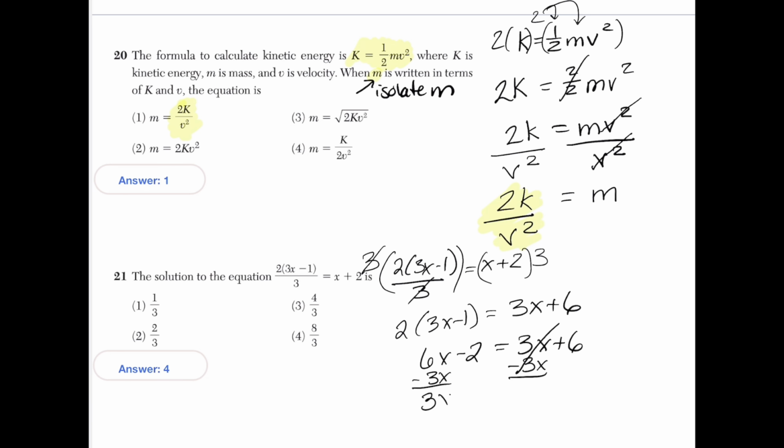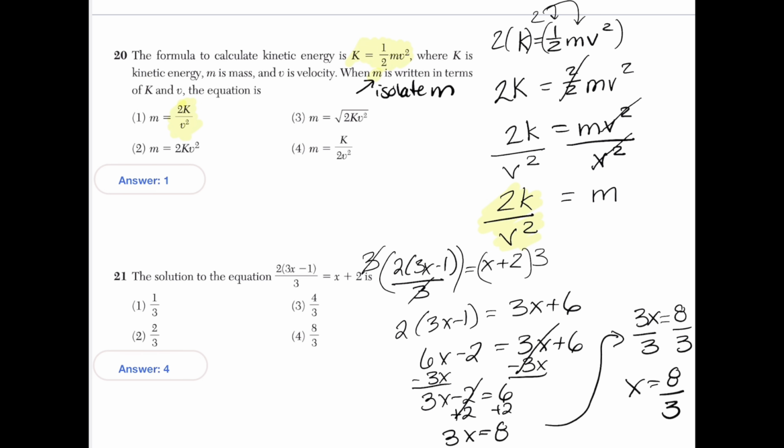And that leaves me with 3x minus 2 is equal to 6. Add 2 to both sides. And now I have 3x is equal to 8. Let's just move this over here for more space. 3x is equal to 8. And to isolate the x, I'm going to divide both sides by 3. So x is equal to 8 divided by 3.